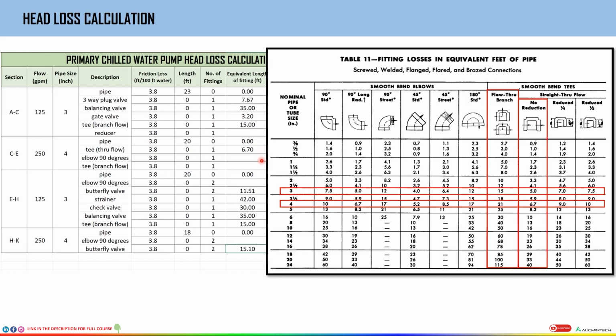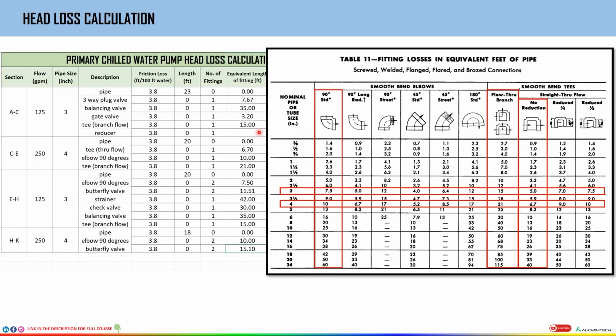Next we have the elbow of 90 degrees for 4-inch pipe size. So for 4-inch pipe size, elbow 90 degree, what value do we get? 10. So 10 over here. Again, we have T for branch flow, 4-inch pipe size. For 4-inch pipe size, T for branch flow, what value do we get? 21. So 21 over here. Next, we have elbow 90 degrees for a 3-inch pipe size. So 3-inch pipe size, 90 degree standard elbow, 7.5 is the value. So 7.5 over here.